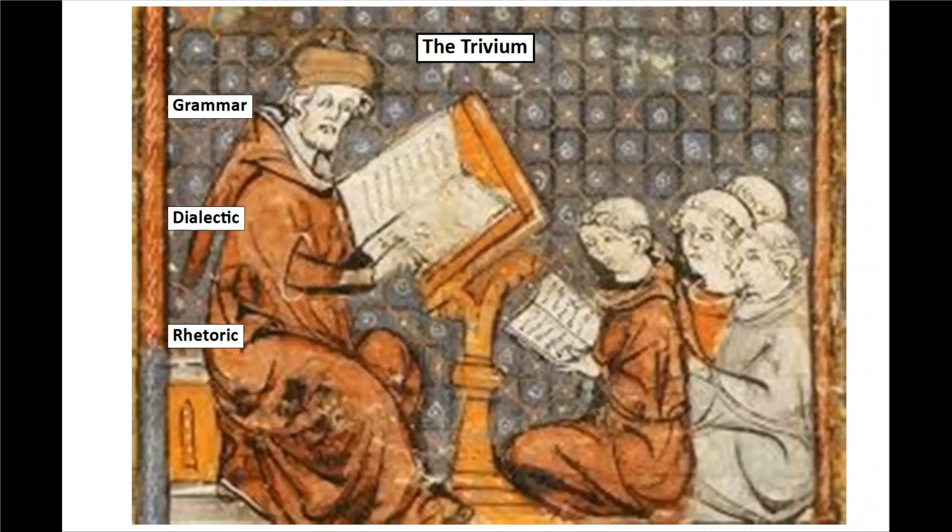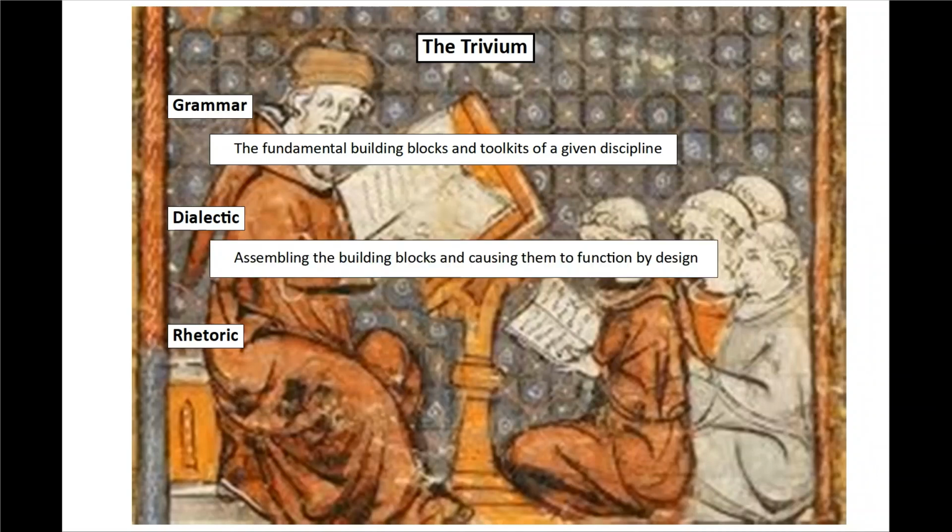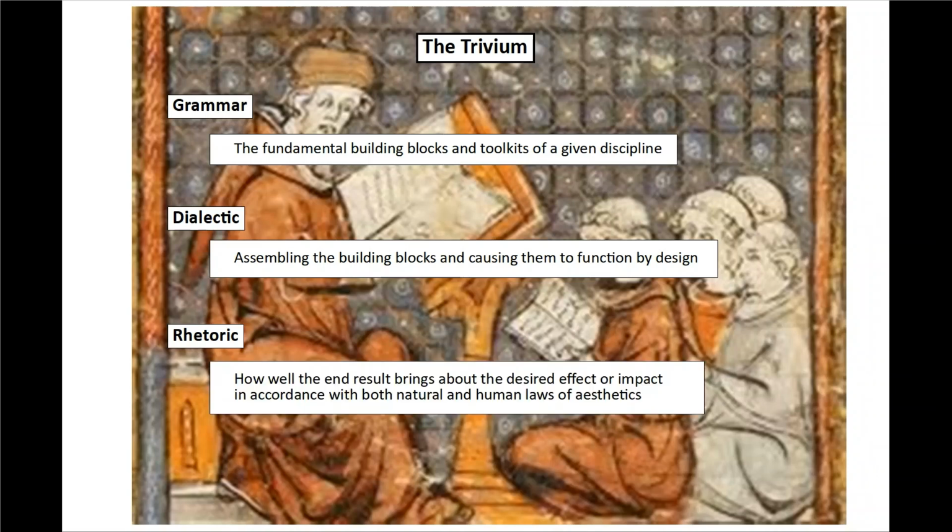The grammar is the fundamental building blocks, the toolkits of a given discipline. Dialectic is assembling those building blocks and causing them to function by design. And the rhetoric is how well the end result brings about the desired effect or impact in accordance with both natural and human laws of aesthetics.